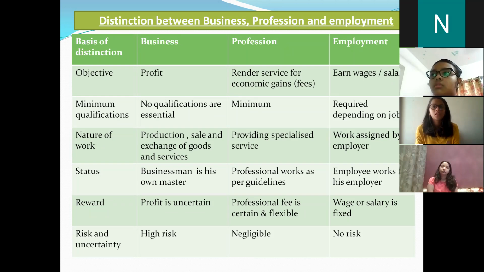Last point is risk and uncertainty. In business, the risk is very high. The highest risk is in business. In profession, there's almost no risk. Similarly, in case of employment, there is no risk. So the maximum risk which is involved is in business. Are you all clear?